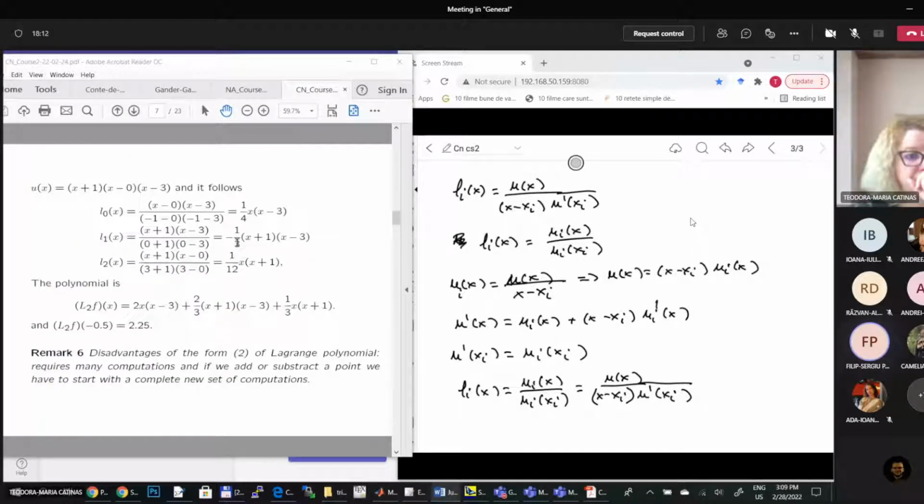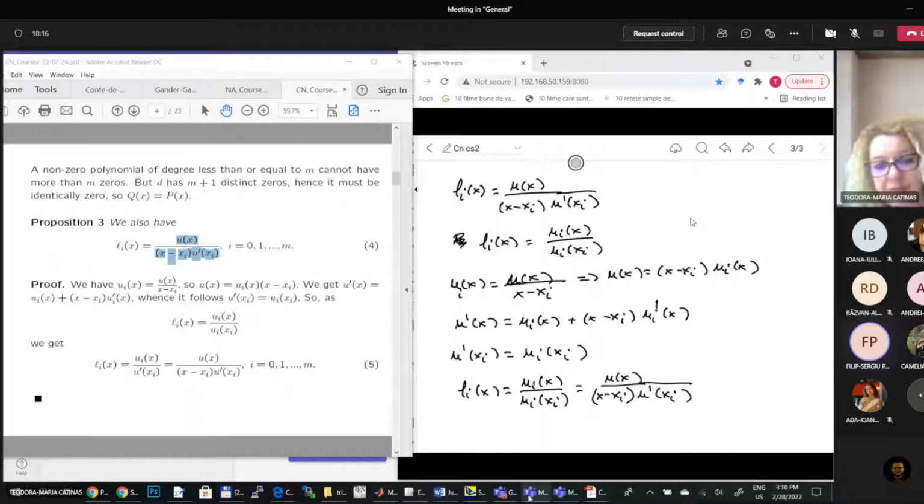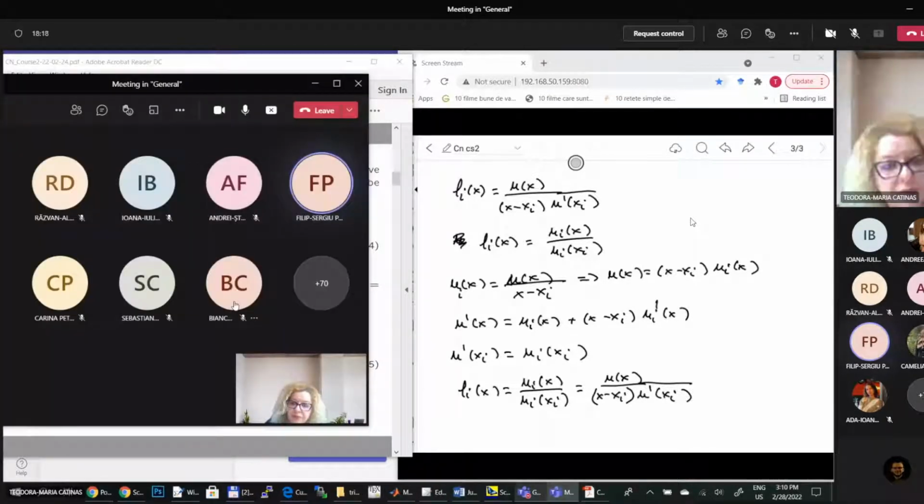I have a question. Is ui defined at xi? I mean, the point xi should not be a node. The xi are the nodes, and x is not a node. x is the point where we want to approximate.